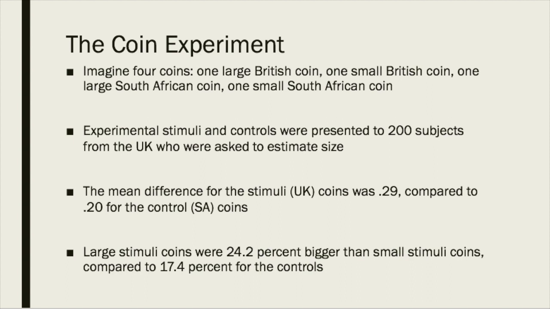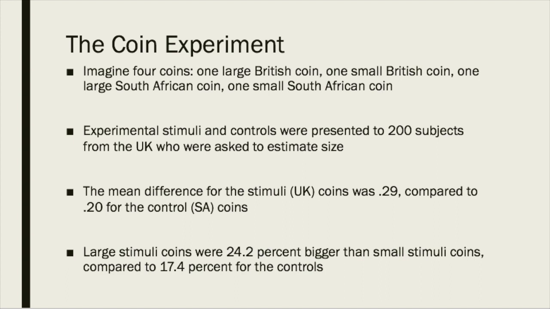For this experiment, 200 respondents from the United Kingdom were shown the stimuli, that is the British coins, and the controls, that is the South African coins. And they were shown these coins in pairs. For each pair, they were asked to estimate the sizes for each coin.